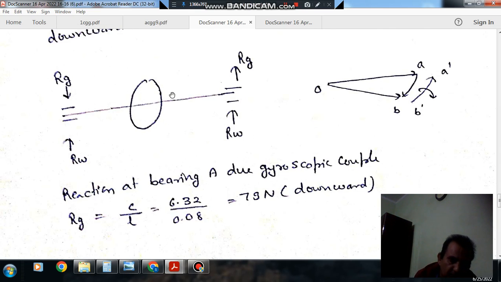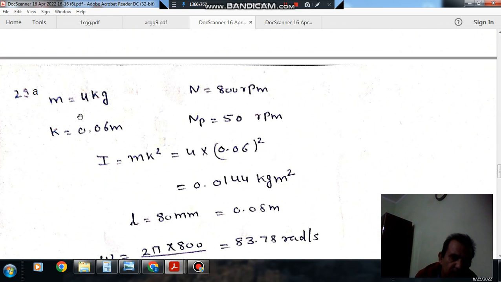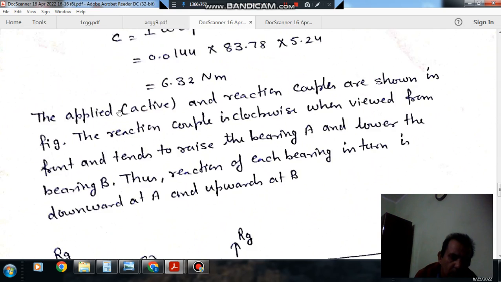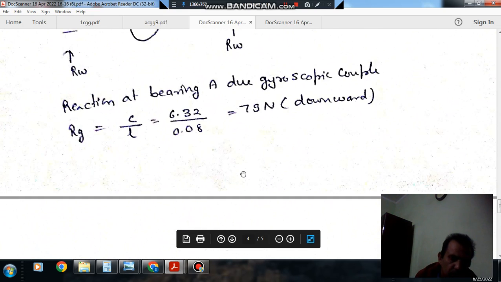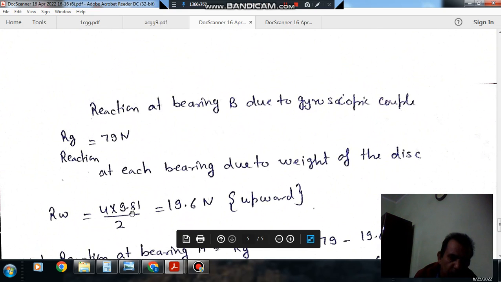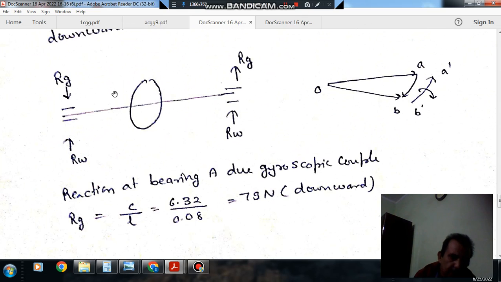Rw is due to static load on the shaft. So that static load on the shaft is your disc load, and this disc mass is 4 kg. So due to this weight, the reaction on both sides should be equal, and it will be equal to 4 into 9.81 by 2, that is 19.6 Newton. And so now the reaction due to gyroscopic couple on the left hand bearing is Rg, and due to static load it is Rw.